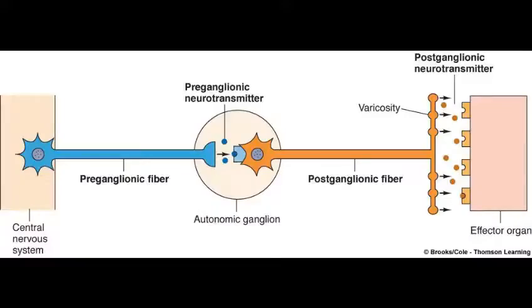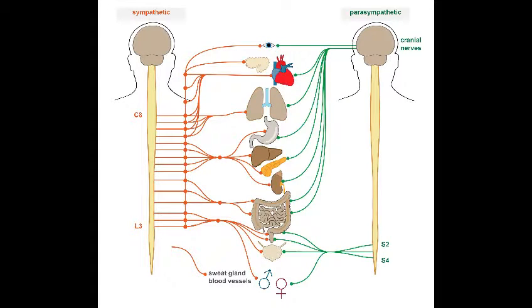Let me explain briefly about the mechanism of the autonomic system. For your information, the sympathetic and parasympathetic systems both utilize two neurons and one ganglion for each impulse. The first neuron has a cell body within the central nervous system, and the second neuron has a cell body within the ganglion and a postganglionic fiber. So let us watch some videos and I will relate them to the autonomic system.